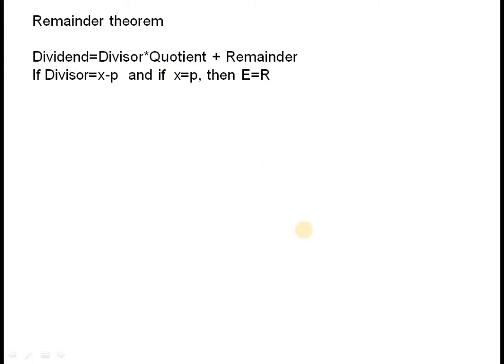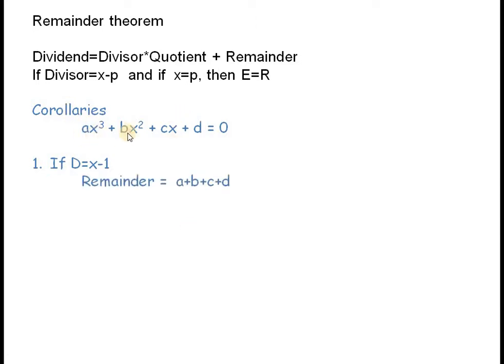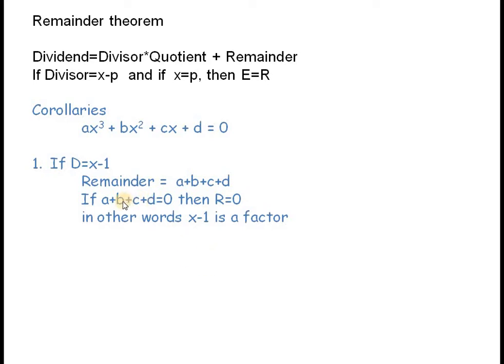Let us learn some more information which can help us, a couple of corollaries. Let us take this basic equation again. If the divisor is x minus 1, then we substitute x equal to 1, so 1 in place of x. Then what we get? Our remainder will be a plus b plus c plus d. If the remainder is 0, then this divisor is a factor of our main expression, the cubic equation. So we need to remember that whenever the sum of coefficients is 0, then x minus 1 is a factor.